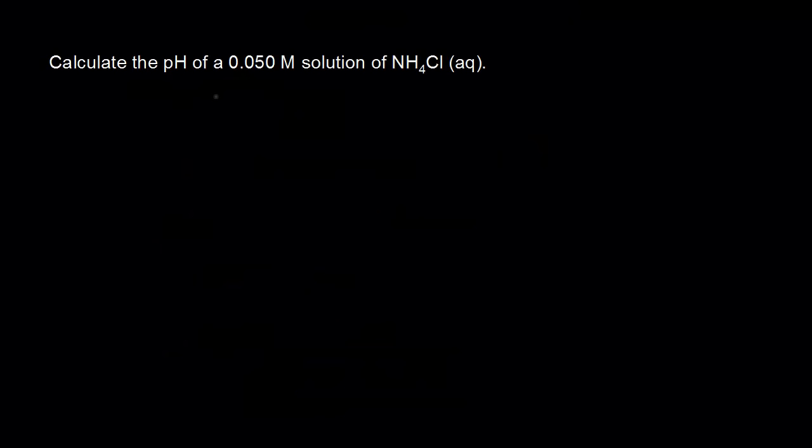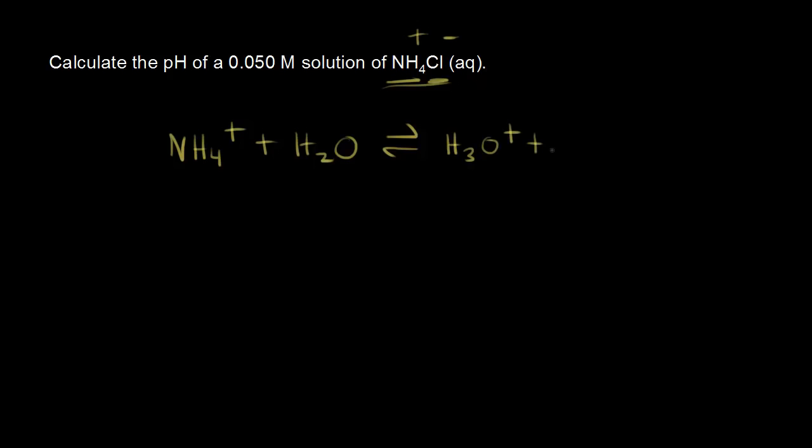Let's do another one. So our goal is to calculate the pH of a 0.050 molar solution of ammonium chloride. So for ammonium chloride, we have NH4 plus and Cl minus. The chloride anions aren't going to react appreciably with water, but the ammonium ions will. So let's write our reaction here. So NH4 plus is going to function as an acid. It's going to donate a proton to H2O. So if H2O accepts a proton, that turns into hydronium ions, H3O plus. And if NH4 plus loses a proton, we're left with NH3.